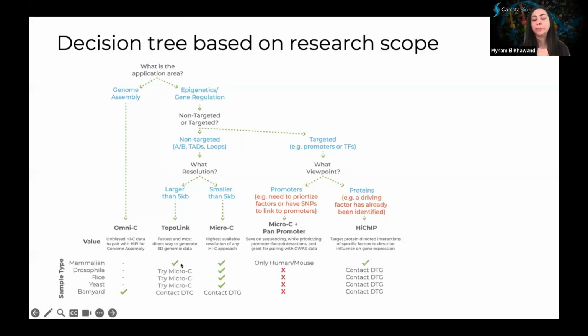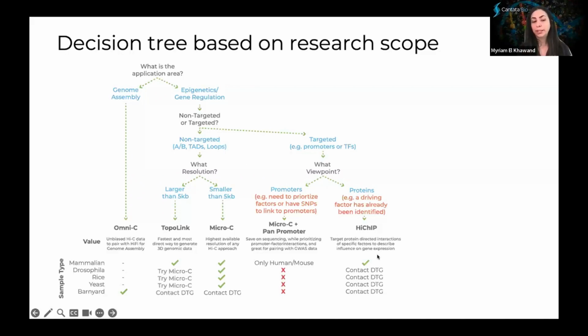For TopLink, it has been mostly validated for mammalian cells. So if you're interested, for example, in Drosophila, rice, and yeast, you may want to explore MicroSea. It will still give you the topological feature you're interested in, so you don't need to sequence as much for a less than 5 kb resolution, but you have workflows that are available to you to use for the library preparation. The MicroSea and Pan Promoter, here we have the Pan Promoter panels that are either designed for human genomes or mouse genomes. So currently it doesn't support outside of these sample types.